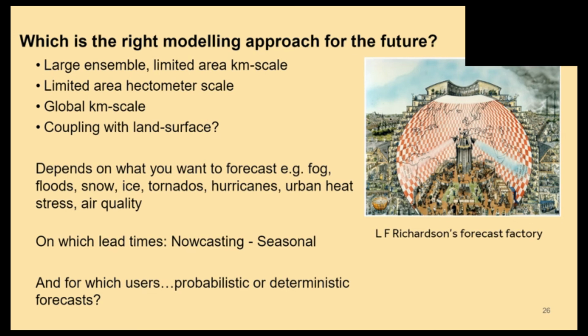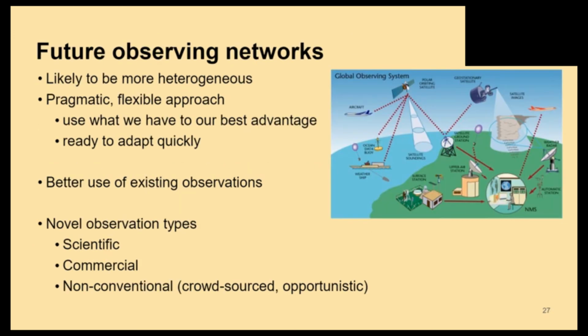Okay, so very quickly now, because I think we're coming to the end of my time, future observing networks. So they're likely to be more heterogeneous. We're going to need to take a more pragmatic, flexible approach and use what we have to our best advantage and be ready to adapt quickly as new observation types come and go. We're also going to need to make better use of existing observations and be prepared to take advantage of new observation types, whether they're scientific observing missions, commercial observations, or non-conventional ones.